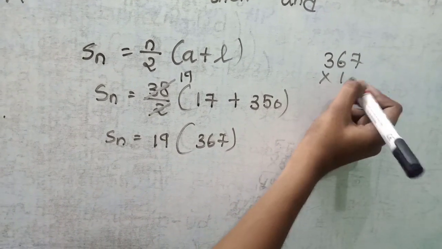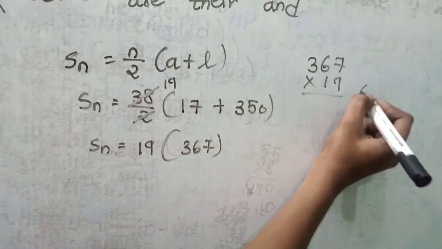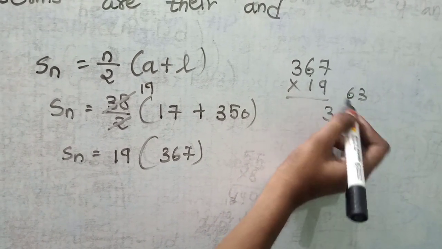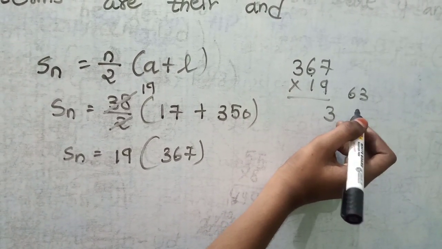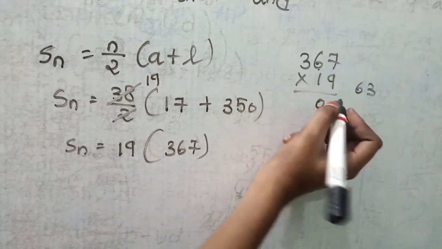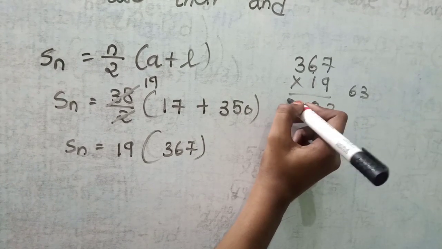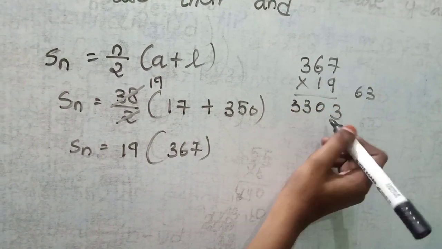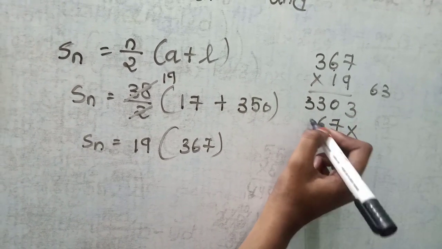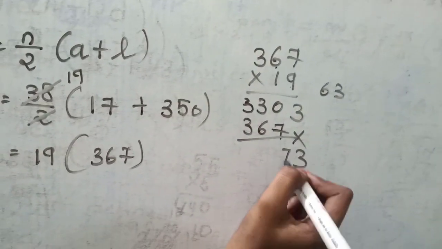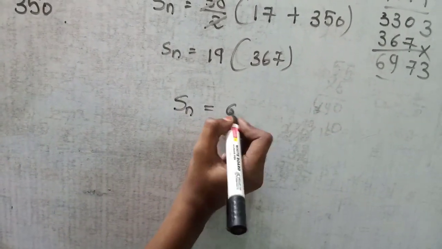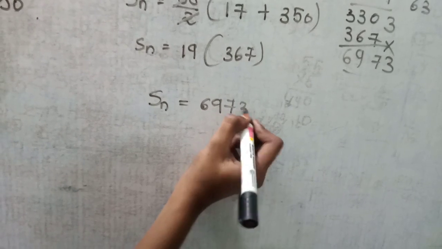367 into 19. 9 7s are 63. 9 6s are 54, 55, 56, 57, 58, 59, 60. 9 3s are 27. 27 plus 6, 33. 1 7 is 7. 1 6 is 6. 1 3 is 3. 3, 7, 9, 6. Therefore, Sn is equal to 6973.